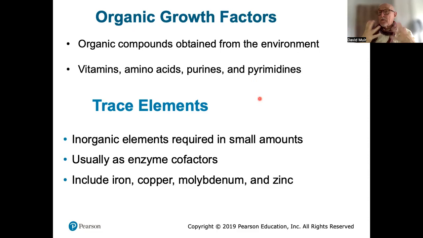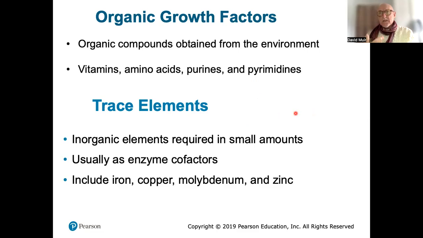But you always have, if you're growing bacteria in the laboratory, for example, to be aware of what the external requirements of that organism should be. Then the last thing to talk about are the trace elements. These are inorganic elements, often metal ions, for example, which are required in very low quantities.